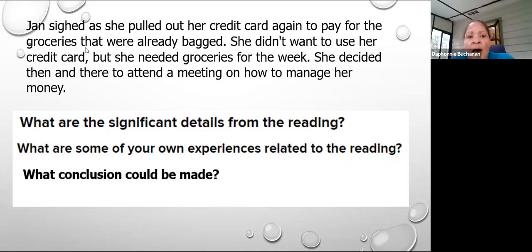It says she decided then and there to attend a meeting on how to manage her money. There's nothing else to say about that other than, yes, she's gotten in trouble with her money before, and she does not want to use that credit card because she's had trouble with it before. We all know the biggest debt you could possibly have is credit card debt. So yes, I fully agree with that.